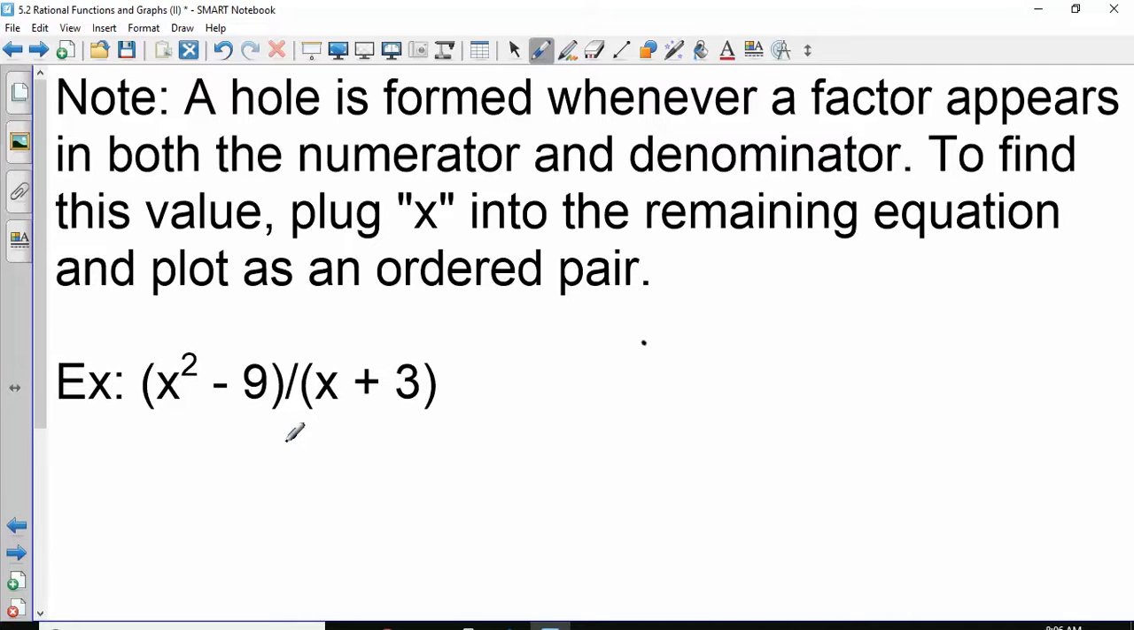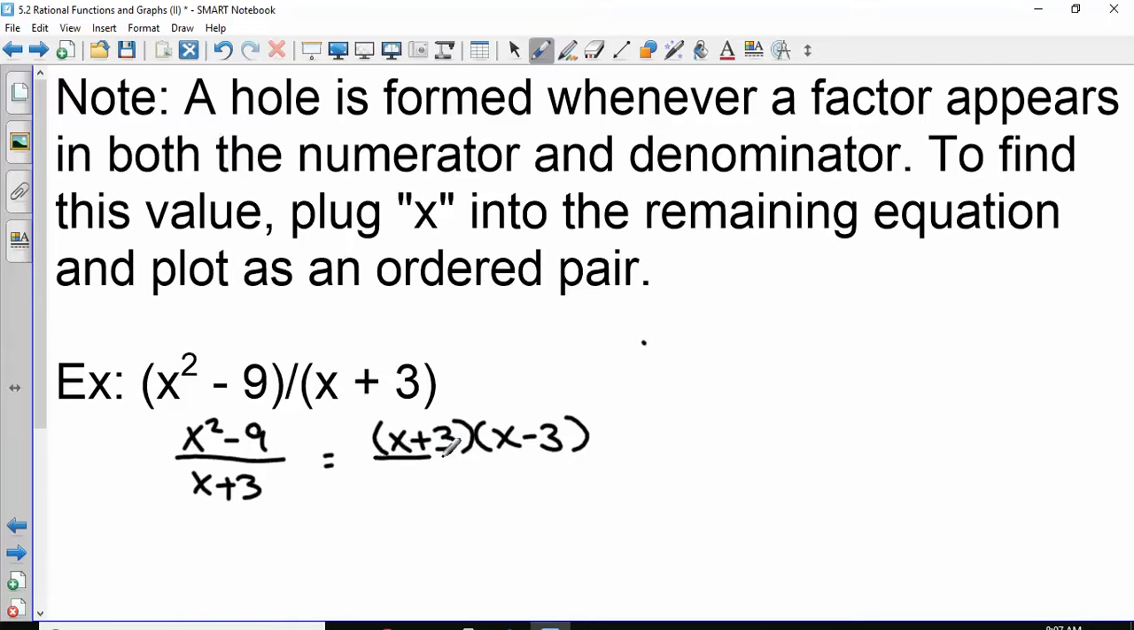Okay, so really it probably makes the most sense if we just look at an example. If I have x squared minus 9 over x plus 3, what could you do to the top? x plus 3, x minus 3. Now we have an x plus 3 on the top and bottom, so those cancel out. When something cancels like that, that puts a hole in the graph. We're going to give the ordered pair for that hole. The x value is what would make x plus 3 equal 0.